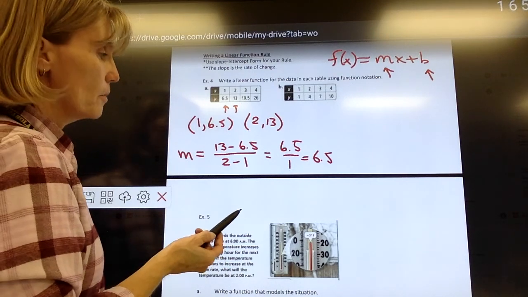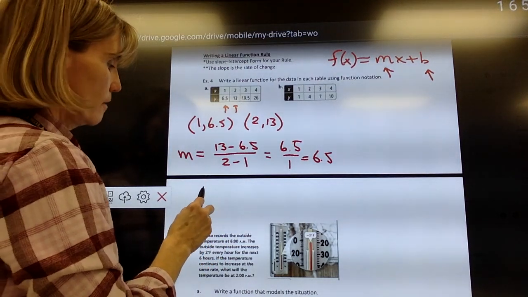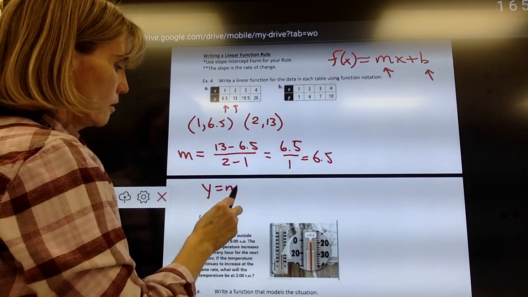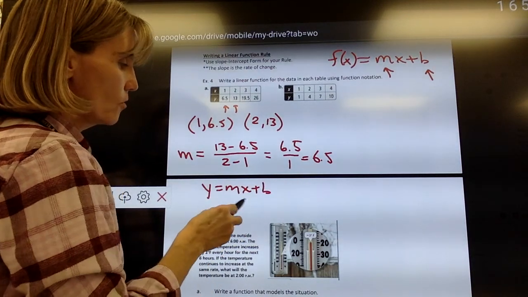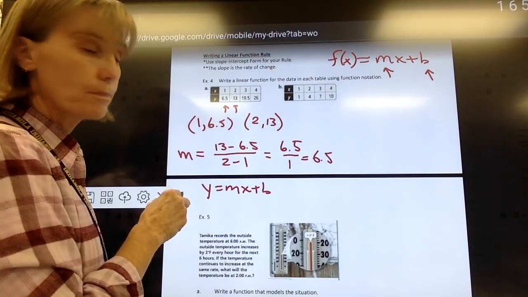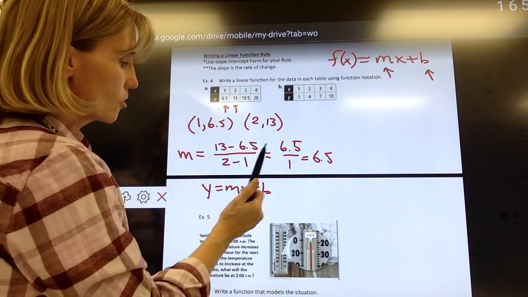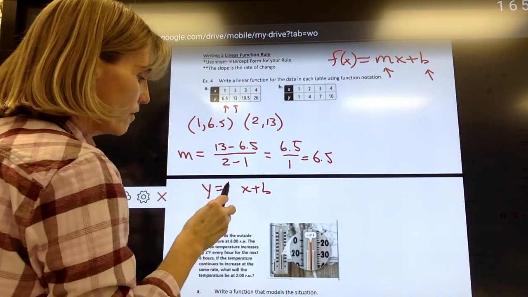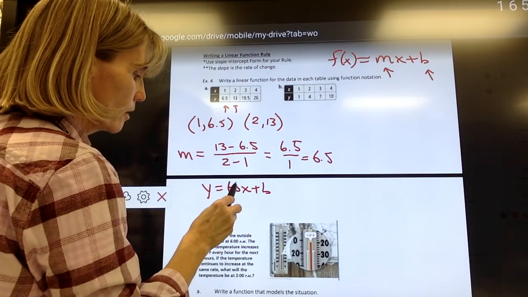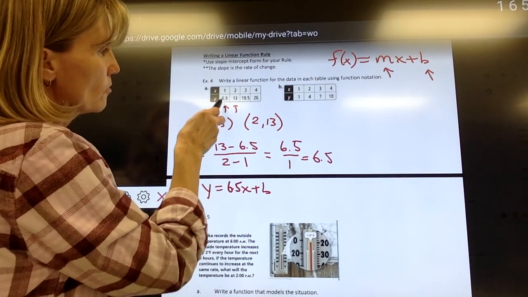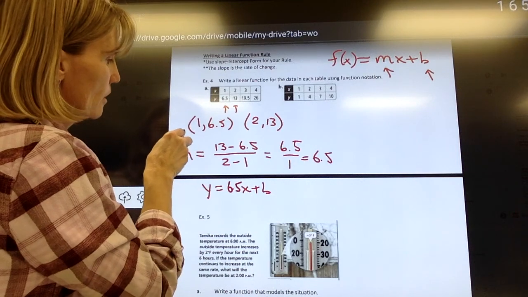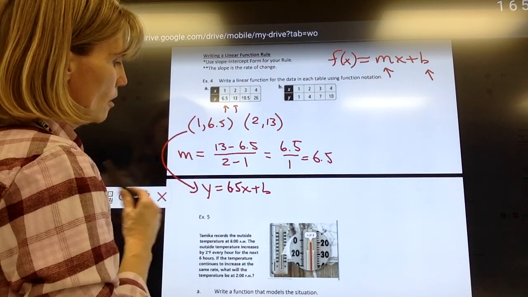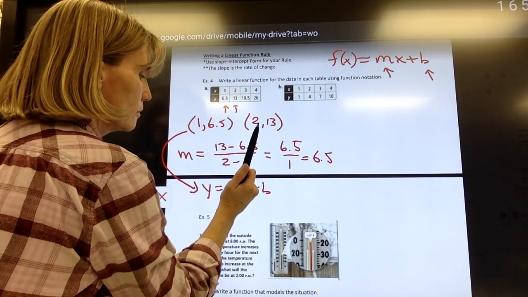And then you've got to find the b value. So I would say y equals mx plus b. How did we find b in chapter 2? Well, we plugged our slope in. So we found our slope to be 6.5. I'm going to plug that in. And then to find the b value, I'm just going to choose a point and plug it in. I'm going to take this point and plug that in. My x value is 1.